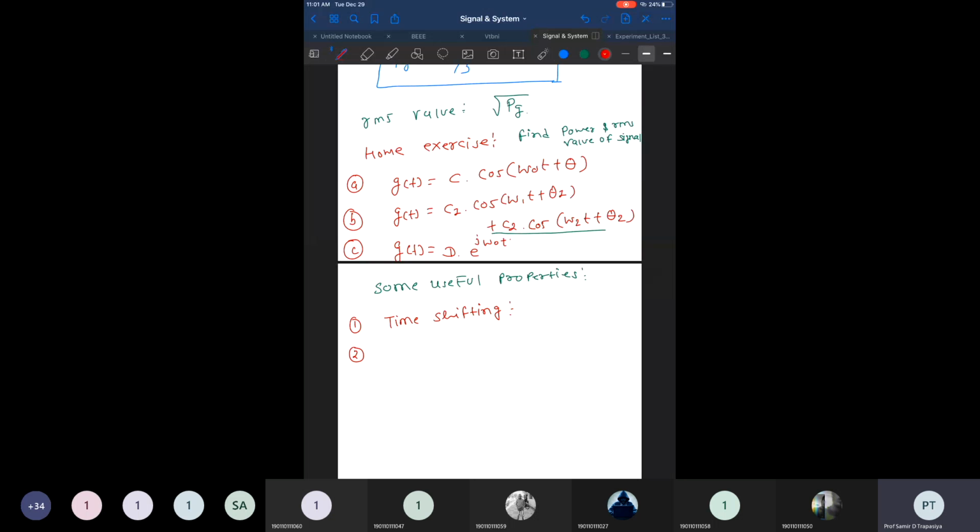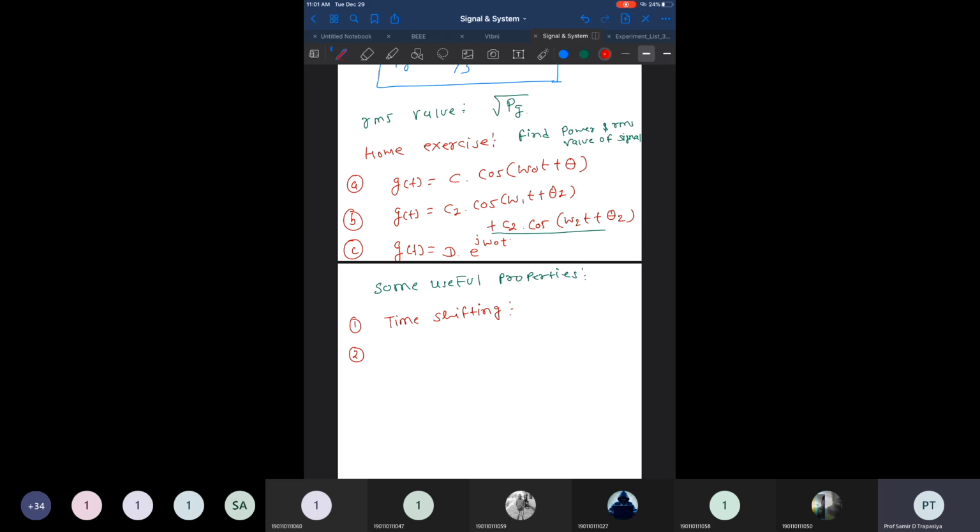This is an interesting property because an event may happen at some time, and we want to see how the signal responds after some time. For example, if you are transmitting something from your transmitter, it will not necessarily reach the receiver at the same instant. It will reach the receiver after some delay. So what happens with the signals, and how can the signal be represented? That is what we are going to learn in the time shifting property.